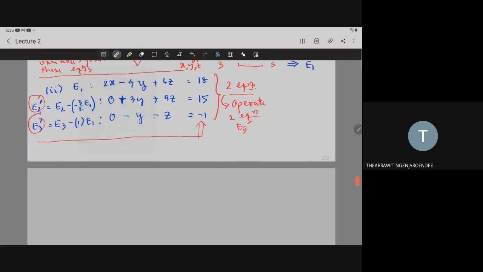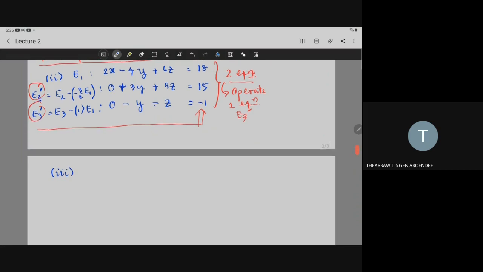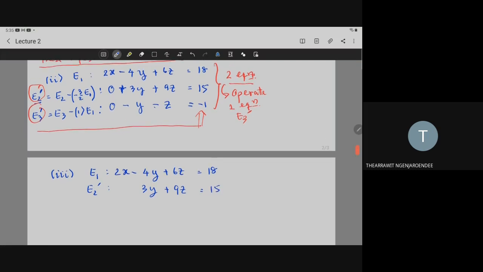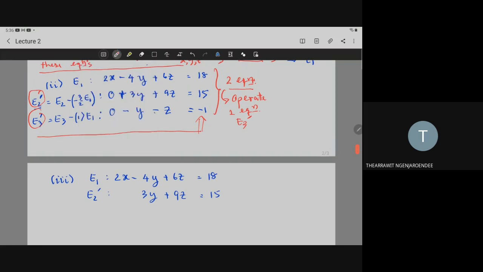So let me write down step 3. Equation 1 is still left as before, which is 2x minus 4y plus 6z equals 18. And then we have equation number 2 prime, which is left as it is, which is 3y plus 9z equals 15. And then we have equation 3.